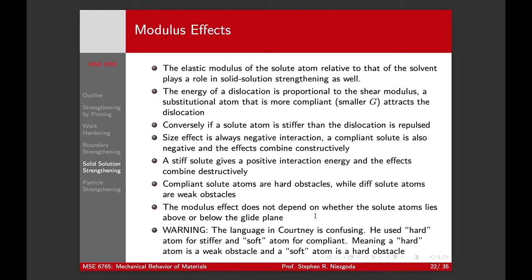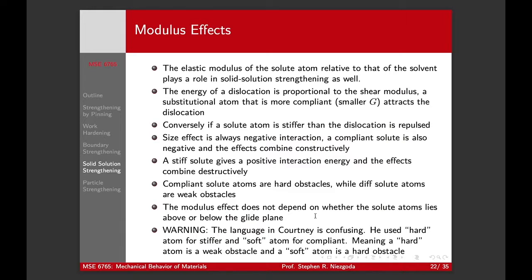There's another interaction that comes from the modulus, right? The bonding energy of the solvent atom. Now you can imagine, right, in a perfect lattice, all the atoms have the same bonding strength. They all see the same local stiffness. If I replace a solvent atom in there, it's going to have a different bonding energy, right? So it could be a stiffer or a weaker bond, right? A stiffer or more compliant bond.